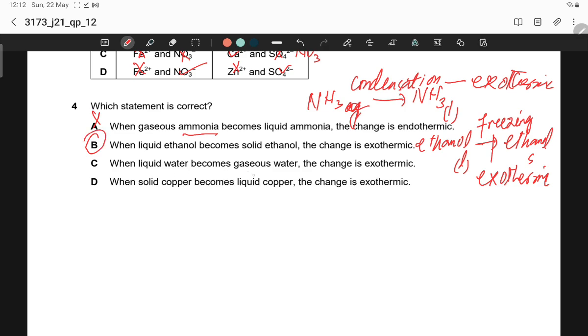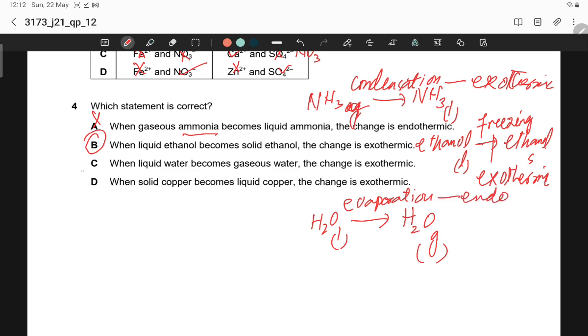When liquid water becomes gaseous water, this is evaporation, and evaporation is endothermic, so this is also incorrect.